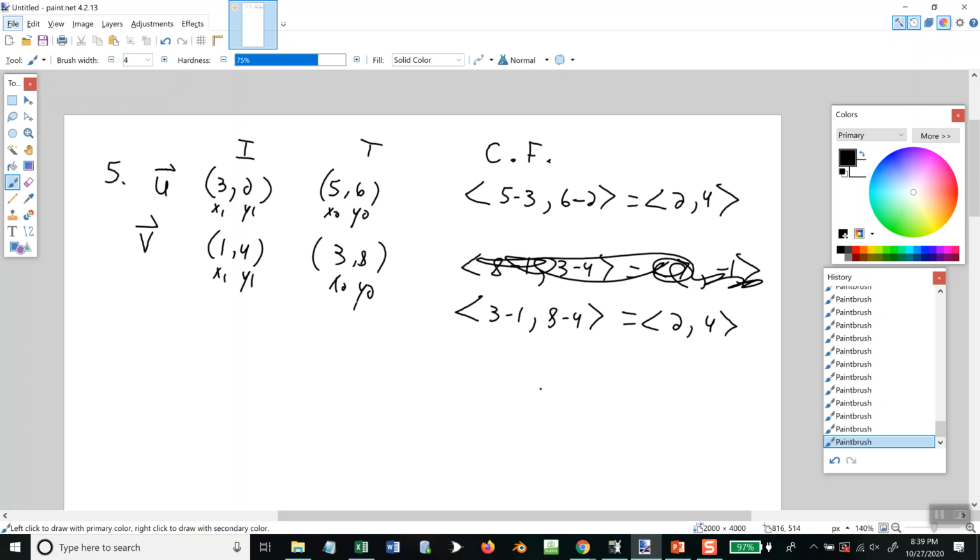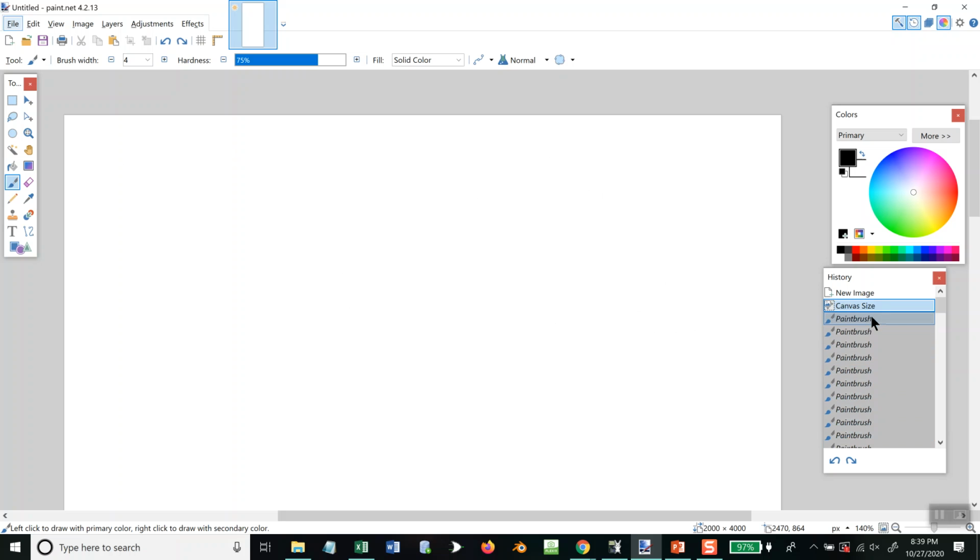So are these equivalent? Yeah. Equivalent, they got the same direction, same magnitude, just because of the slope, changing x, changing y.